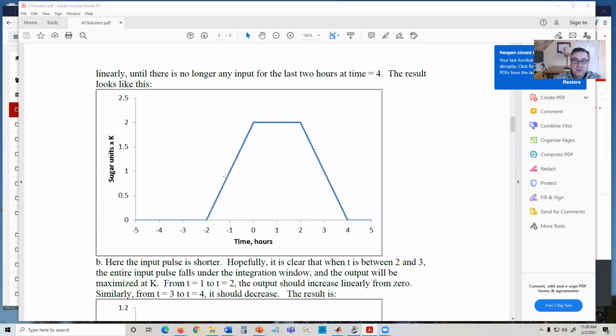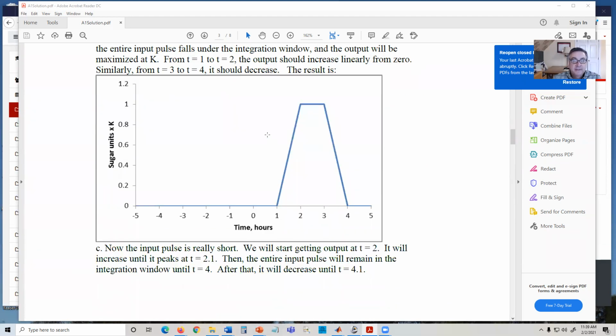The result for the first one would look something like this. You have a period from -2 to time 0, where the 2-hour window is just moving across the input, and so the output is growing linearly. Then there's a time in the middle where the 2-hour window is totally within the time of input to the system. Then it exits the same way it came in, in a linear fashion. So that's the result for number 1.